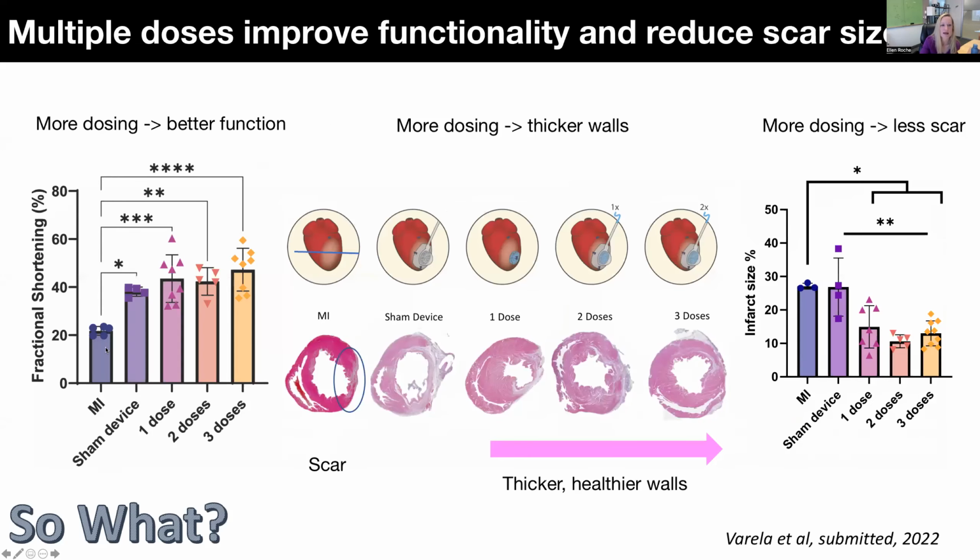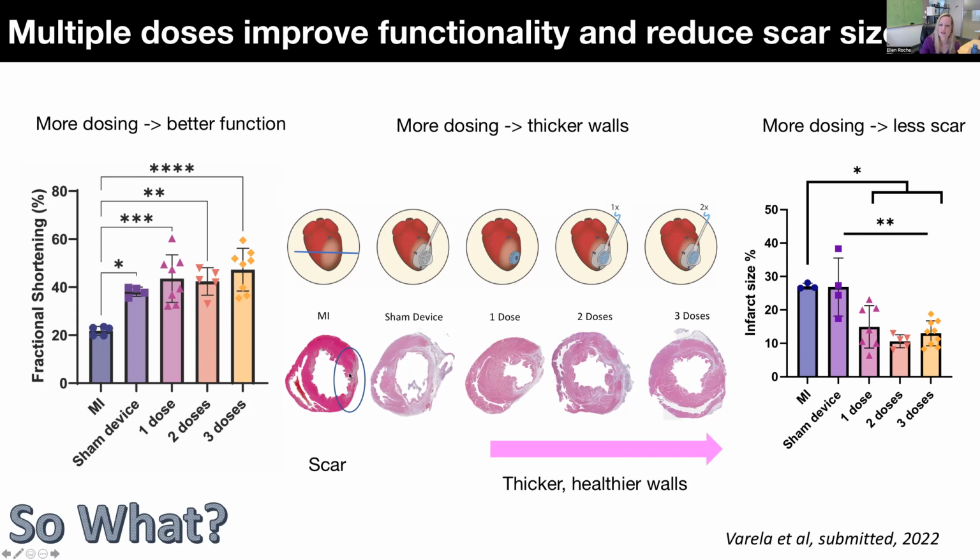Interestingly, what we found is that more dosing tended to lead to better function over time. This shows the fractional shortening over time, and you can see that with the myocardial infarction only, you get low, 20% fractional shortening. Even with the sham device, you get a significant increase, but then you get a trend towards improved function with multiple doses, though not a significant difference. So we can really use this platform to study the timing of dosing, the timing of delivering therapy post-infarct, and the number of doses.